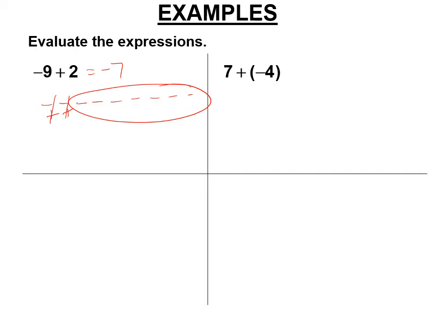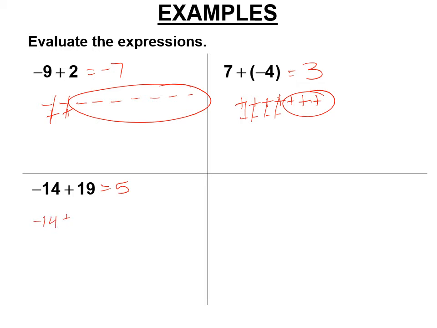7 plus negative 4 is positive 3. There are 7 positives, 4 negatives, and so you get positive 3. Negative 14 plus 19 is positive 5. Well, the way to do this is you realize that negative 14 plus positive 14 would be 0. So you have 5 extra positives.